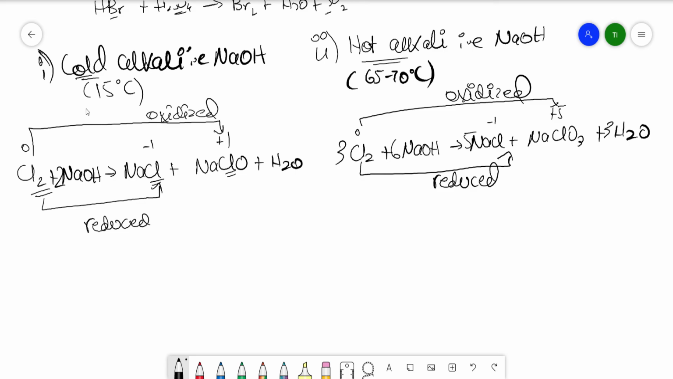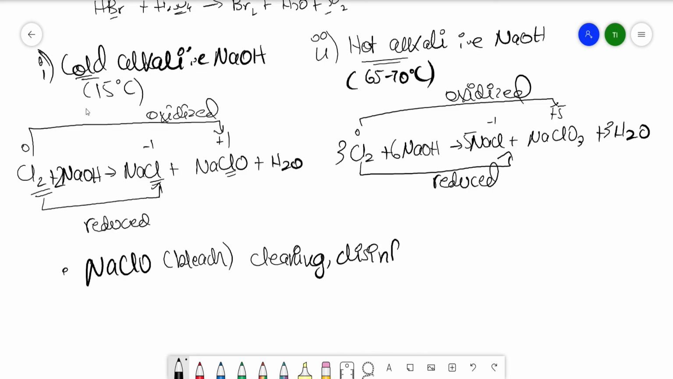Okay, and NaClO, this is more of a practical example. NaClO is better known as bleach, and we know what bleach is used for, right? It's used in cleaning, disinfecting, etc. That's what bleach is used in, right? That's what NaClO is. It's bleach.